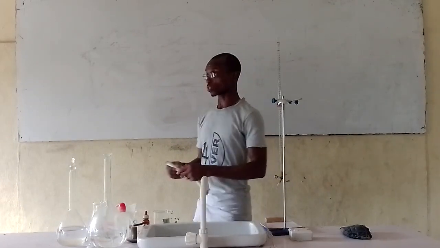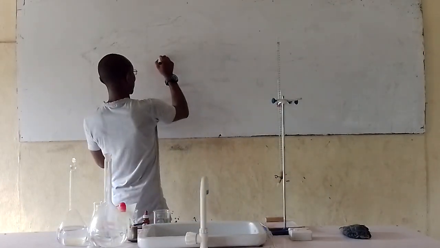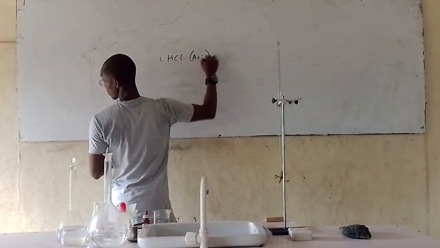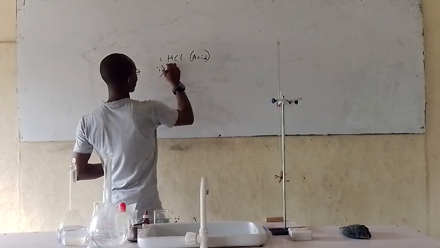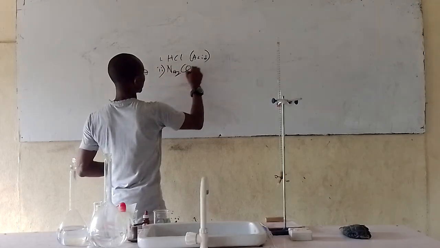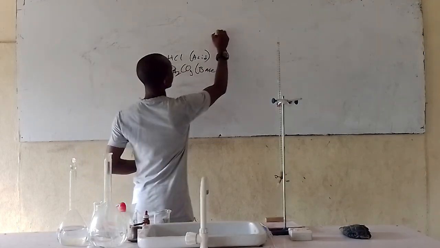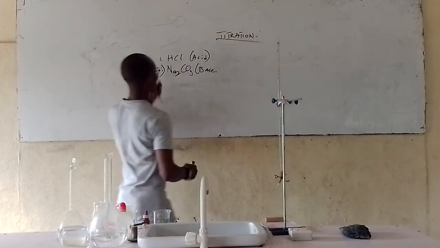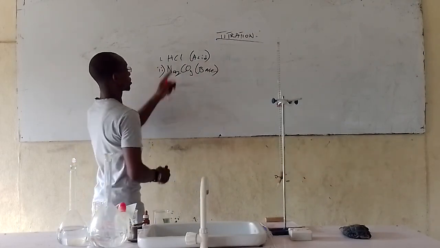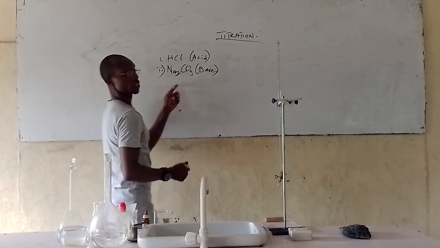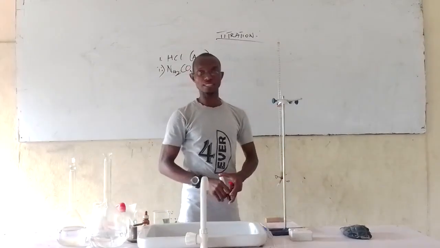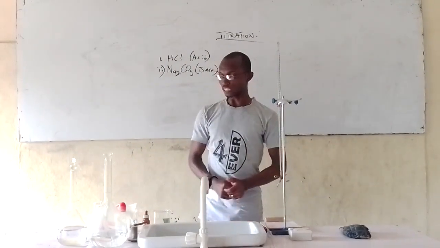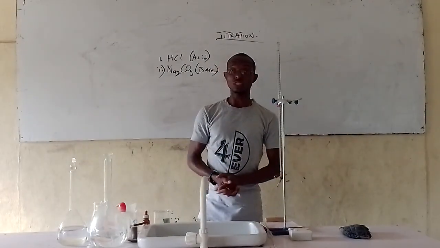Today we want to be using two substances. The first compound is the HCl, that is our acid, and the second is sodium trioxocarbonate, that is our base. That is what we are using for today's class, which is the titration. So we'll quickly run through the reagents and the materials that are used for the substance.